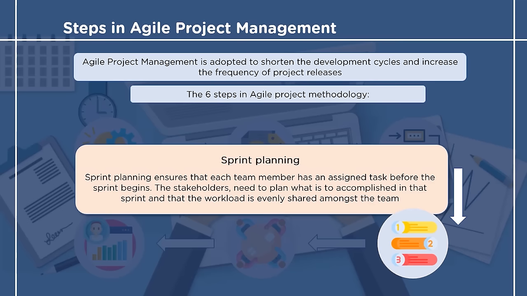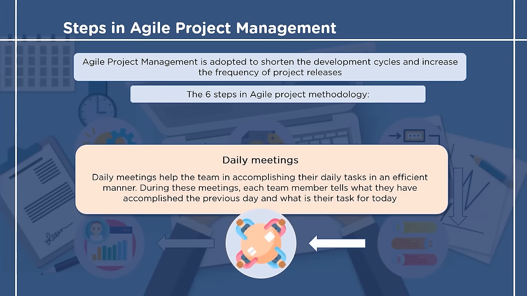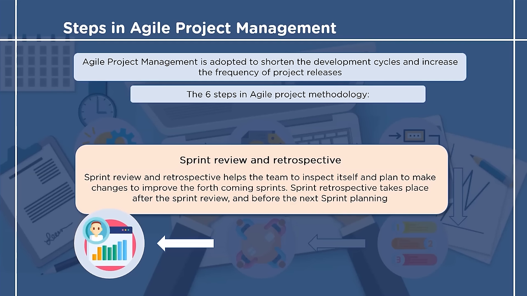The next step in the process emphasizes daily meetings. There are short meetings every day to discuss if the team was able to finish the task for each sprint and check if there are any amendments that are required. Each team member talks about what they achieved in the last sprint and what they are going to work on in the next sprint. The last step is the step of sprint review and retrospective.